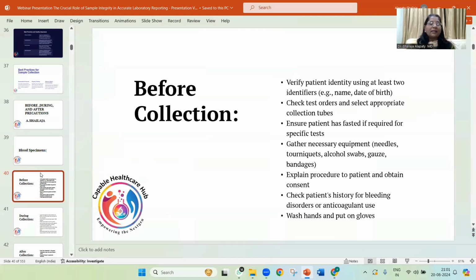List before collection. Let's say a blood specimen. Before collection, verify patient ID to identify name and date of birth. Then check the test requests. Keep all the tubes ready for those tests. Not like, oh, let me take two, and then suddenly they say HbA1c, purple color is required. No. Check what all tubes you need. Keep them. Check whether the patient is fasted for that particular test.